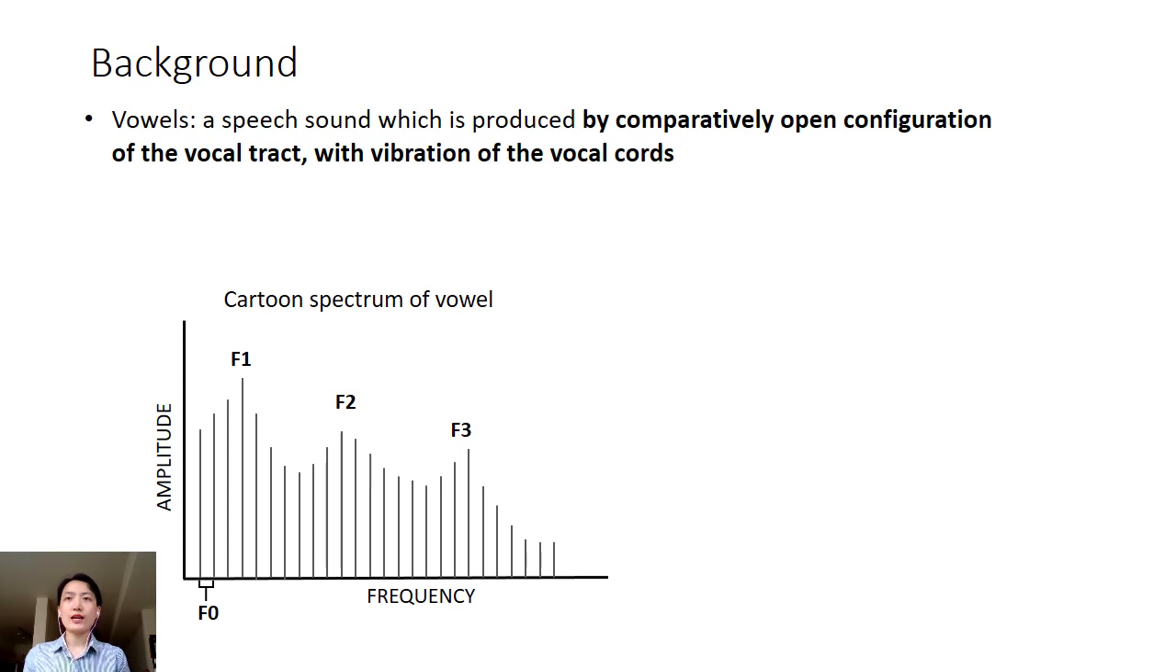The narrowly spaced lines are harmonics, with spacing determined by fundamental frequency, F0 or pitch. The spectral peaks are formants, which are used to discriminate vowels, especially the first and second formant, F1 and F2.